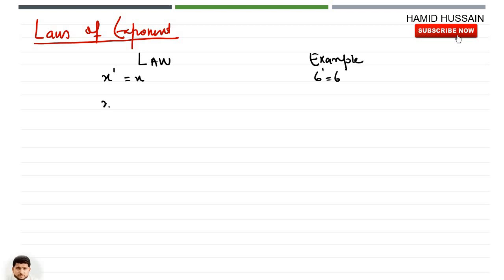In the second law, x to the power 0 is going to be 1. Let's suppose 7 to the power 0 is going to be 1, and 8 to the power 0 is going to be 1.